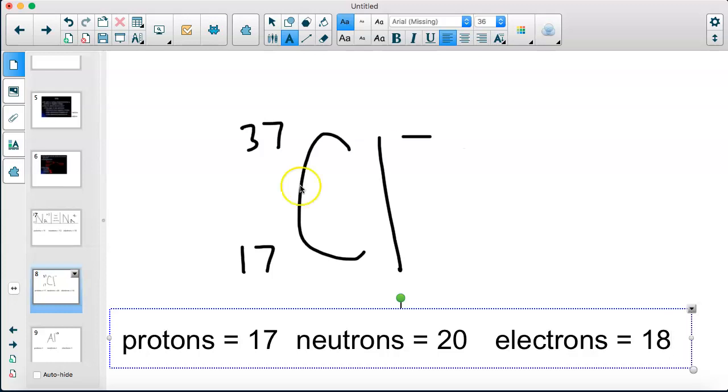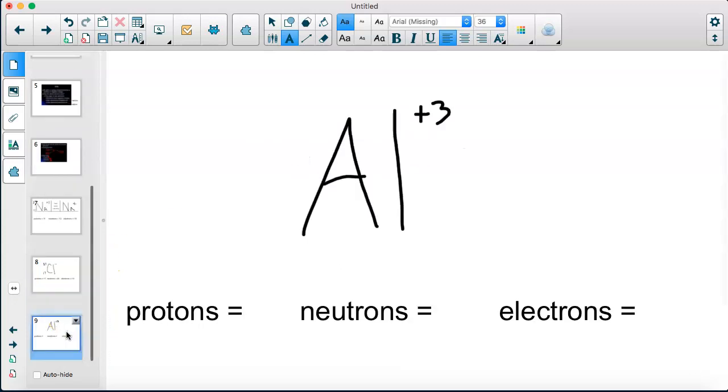Cool. Let's try one more problem. You will need a periodic table to solve this problem. You'll notice I didn't give you an atomic number or a mass number. I just gave you the charge. So using your periodic table, calculate the number of protons, neutrons, and electrons. Good luck.